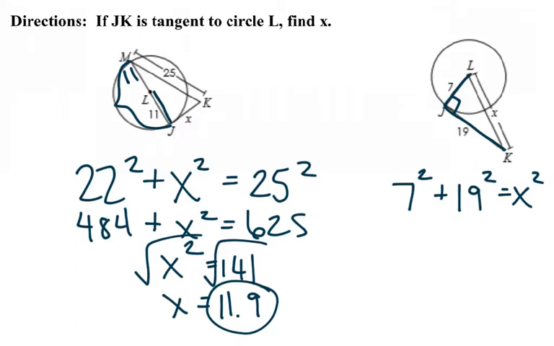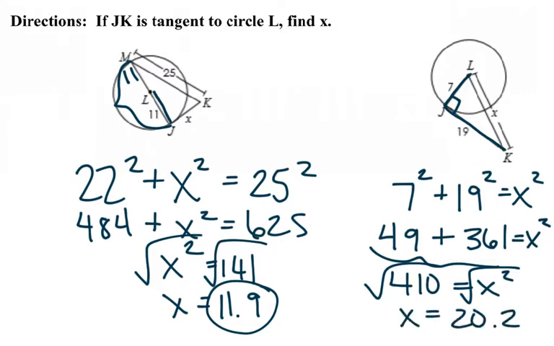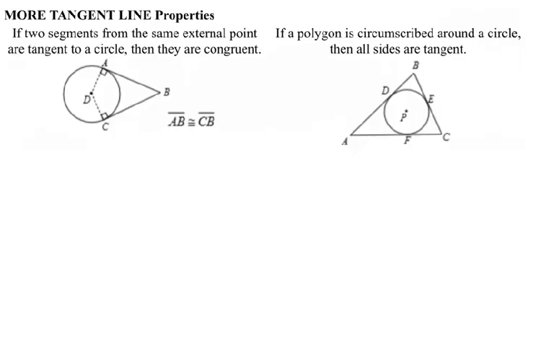Okay, so 7 squared is 49. 19 squared, 361. If I add these two together, I get 410. And then I'm going to take the square root of both sides. So x is about 20.2. So hopefully you got the same thing. If not, you can ask me questions. If you did, awesome. Let's move on.